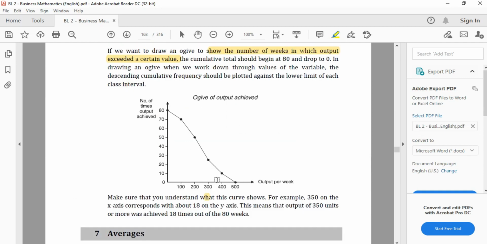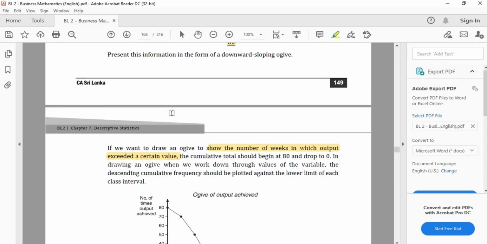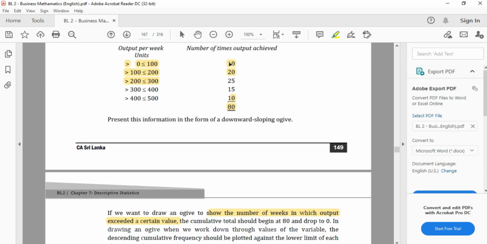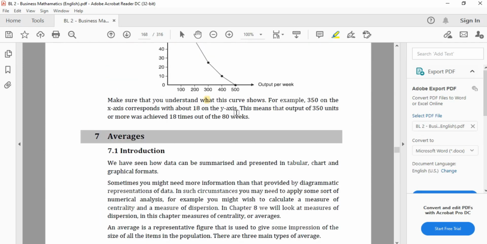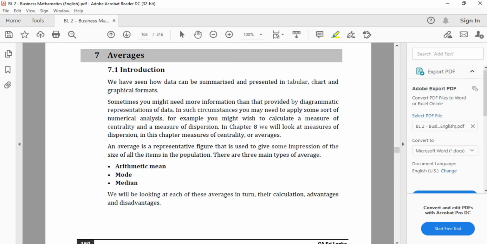So this is going to show within 80 weeks how my output spreads, right? To show a very closed perspective of the data, they used ogives. So it goes by subtracting each class's frequency from the total frequency. Fine. Alright. Next, let's look at averages.